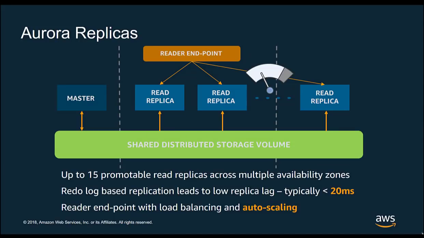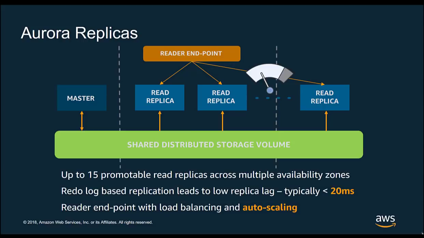And the other thing that's an advantage here too is that we don't have to copy any data between any of these nodes. None of the nodes in an Aurora cluster, not the master and none of the replicas, have any persistent data on the actual nodes themselves. Instead, they're all connecting to this shared distributed storage volume. So what this allows us to do is have up to 15 read replicas, and any one of those can be promoted in a multi-AZ capacity.